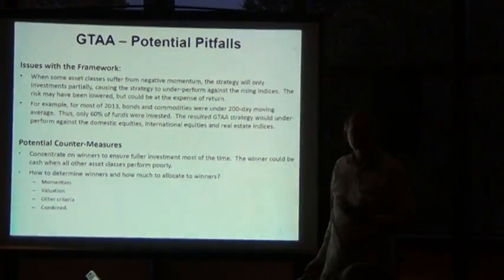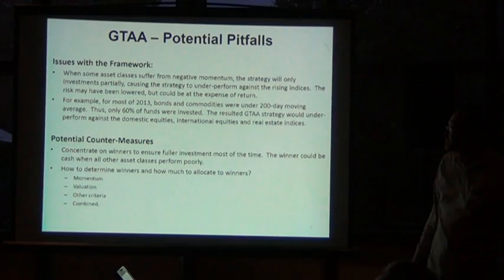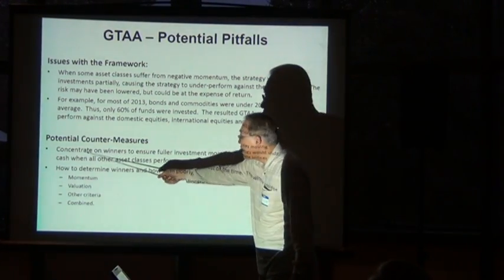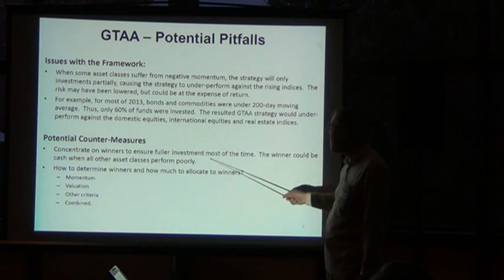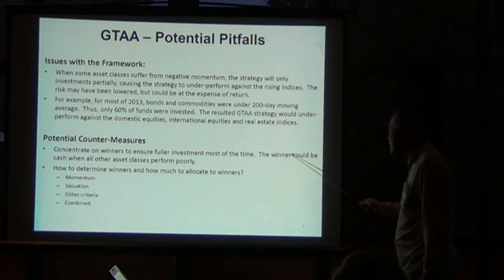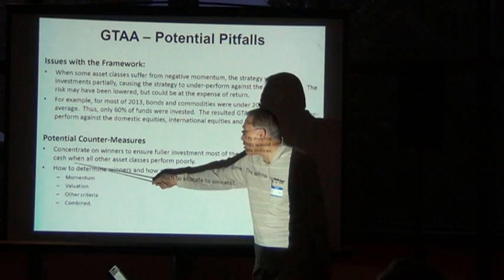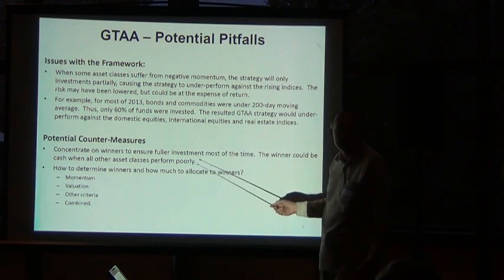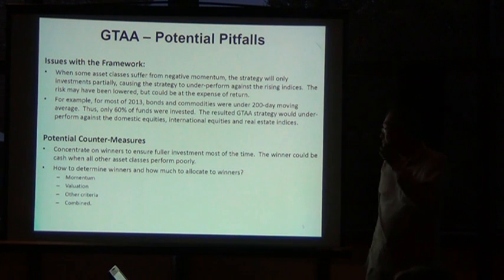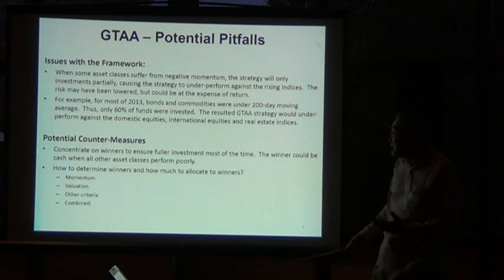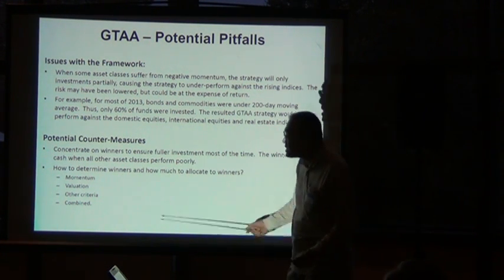So what can we do to overcome this problem? Well, one obvious approach is to concentrate on the winner to ensure full investment most of the time. The winner could be cash when all other asset classes perform poorly. And then the question is, how do you determine the winner? There are various ways to determine that.